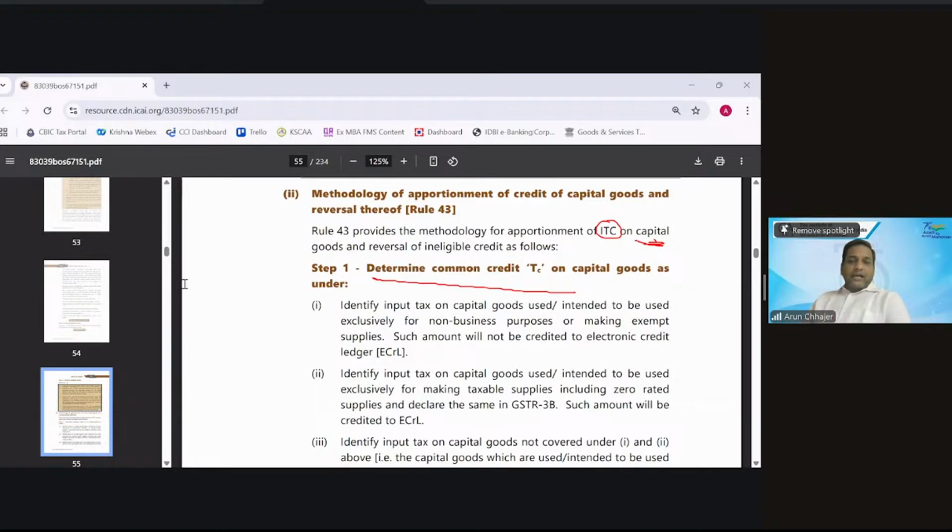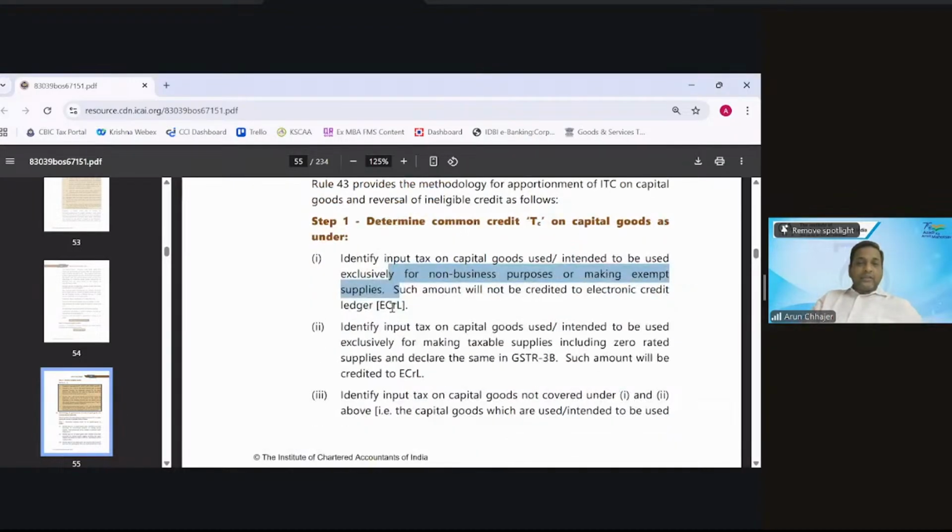Identify the input tax on capital goods for non-business purpose or for making exempt supply, that is, exclusively, like in Rule 42, where we were determining the same.